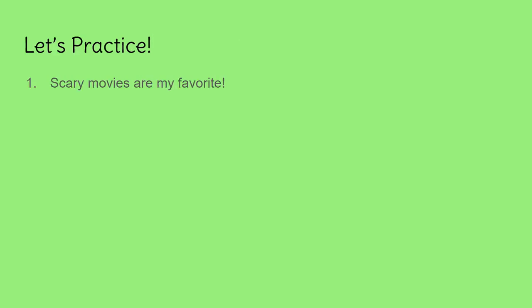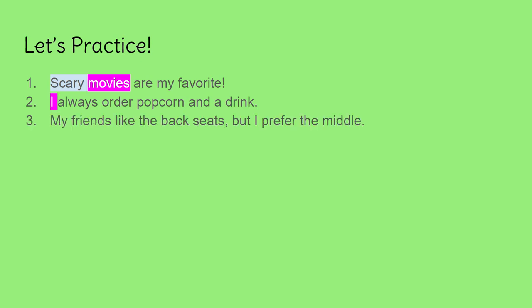So let's practice. Scary movies are my favorite. What is? Scary movies. How can we make that as small as possible? Movies. I always order popcorn and a drink. Who or what? I. And since this is only one word, it is the complete subject as well as the simple subject. My friends like the back seats, but I prefer the middle.